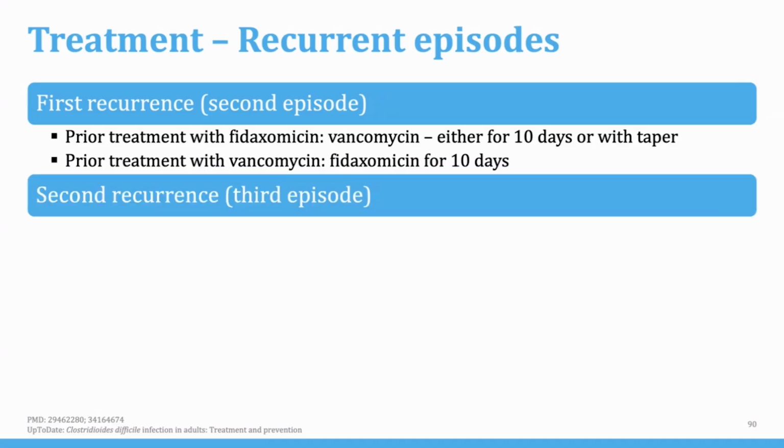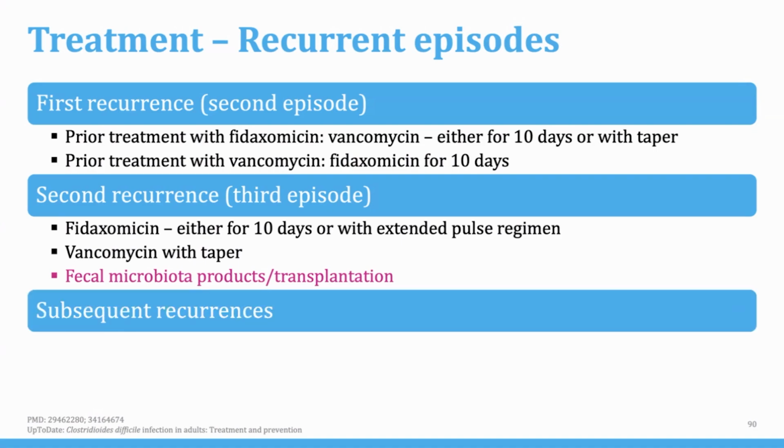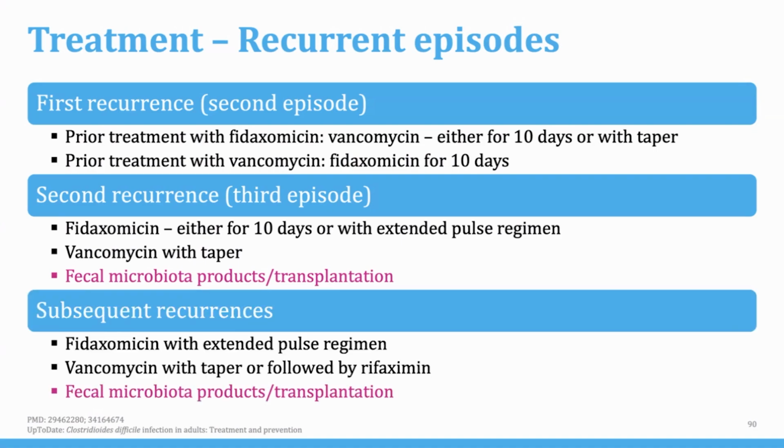With their second recurrence, which would now be their third episode, now you would think about, if you haven't tried fidax before, you could try it again for 10 days, or probably use a more extended duration, or utilize vanc now with a taper. But this is really when you should think about fecal microbiota products or transplantation. If it's any subsequent recurrence, you could think about longer courses of fidax or vanc, or using rifaximin after vanc. But again, really, you should refer them for fecal microbiota products or transplantation.